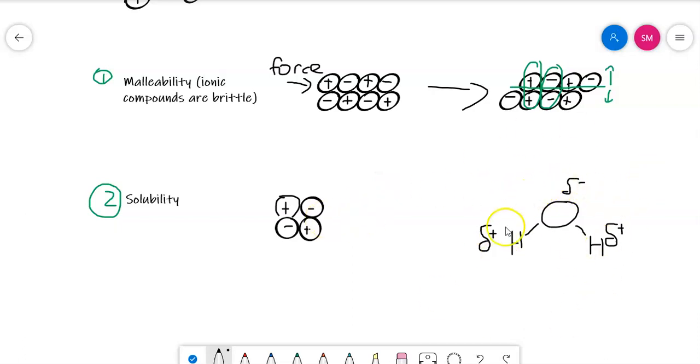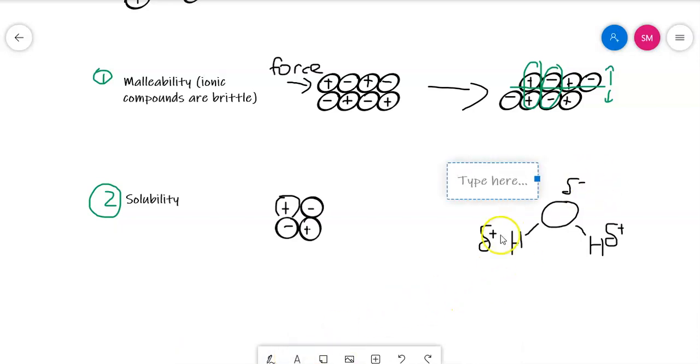So when we've got a molecule that has these slightly negative and slightly positive parts to it, this is called a polar molecule. So water is an example of a polar molecule.